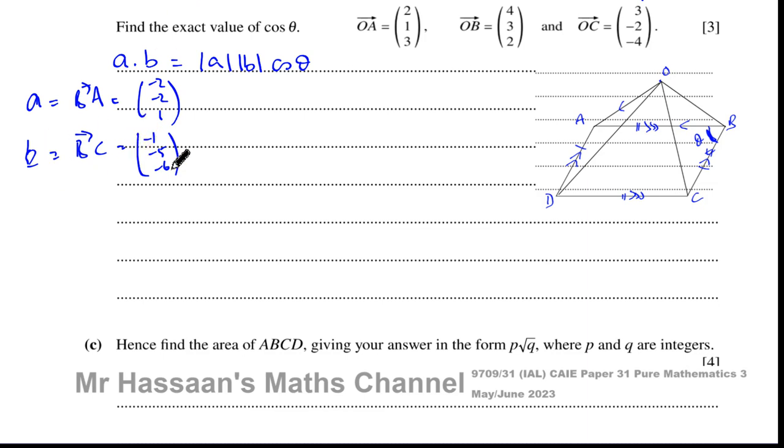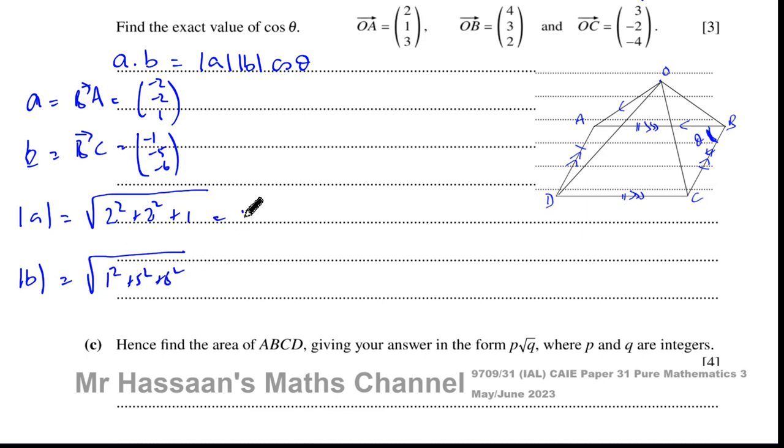Okay, so we know what A and B are, so we need to find the magnitude of A and we need to find the magnitude of B. Now the magnitude of A is basically the square root of these numbers squared and added together. We don't have to worry about the signs because they're going to get squared, so it'll become positive anyway. And for B, it's going to be the square root of 1 squared plus 5 squared plus 6 squared. So this gives us a square root of 4 plus 4, which is 8 plus 1, which is 9. So that's going to give us 3.